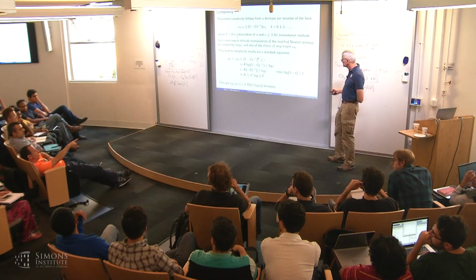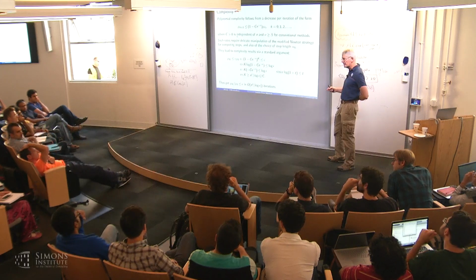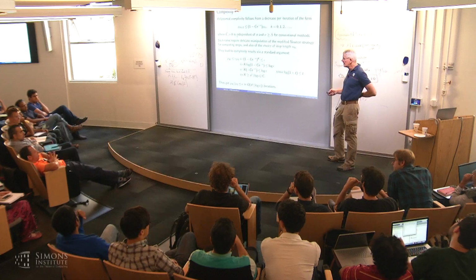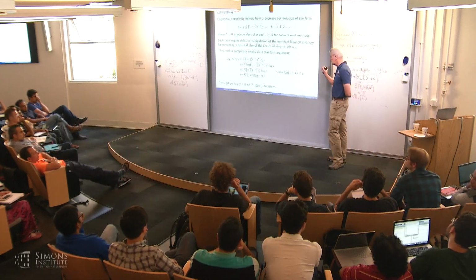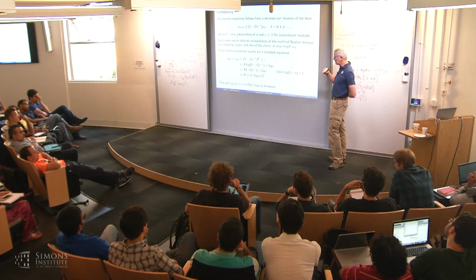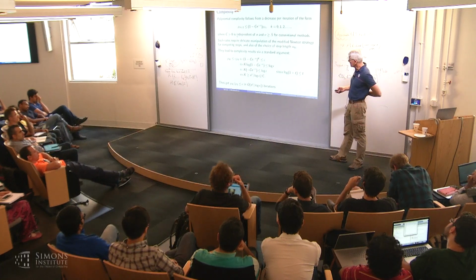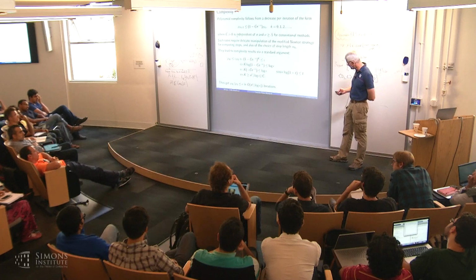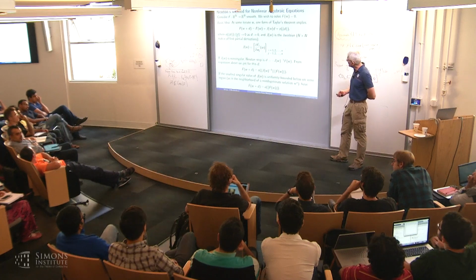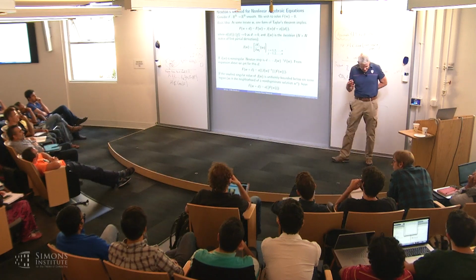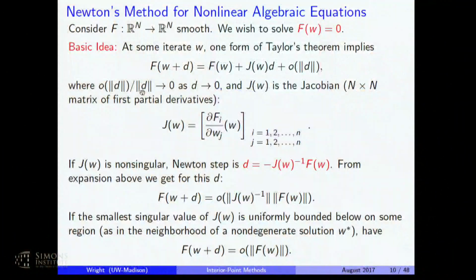How do you translate a bound on mu into a bound on the... Well, that is the duality gap, right? So it measures the difference between primal and dual. By definition, it's going to measure the difference between the primal and the primal optimal value, because the optimal value is sandwiched in between the two feasible values. Okay? Alrighty. So, a very slight diversion on Newton's method for nonlinear algebraic equations.